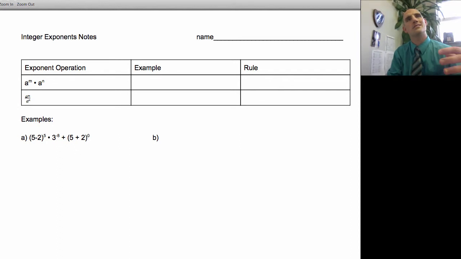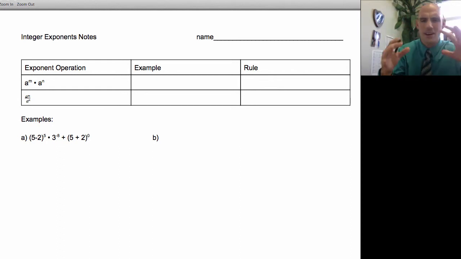A lot of times when we get these a to the m's or a to the n's, and all these variables, we get kind of confused because we wonder what it actually means. So I'm going to give you an example so you can see exactly what's going on. A to the m times a to the n actually looks like 3 to the fourth times 3 to the second. Notice the bases are the same, 3 and 3, and the exponents are different.